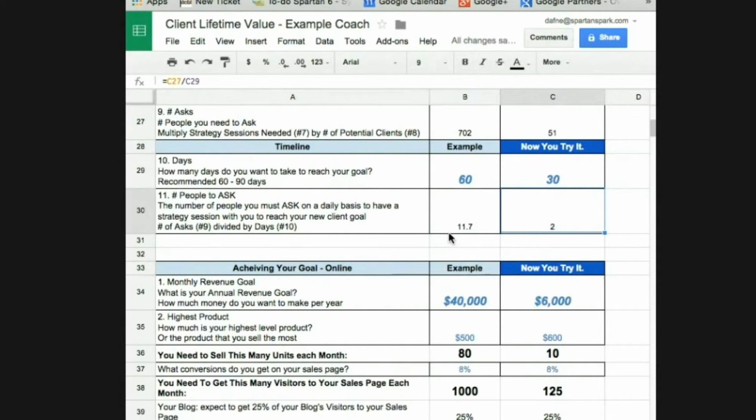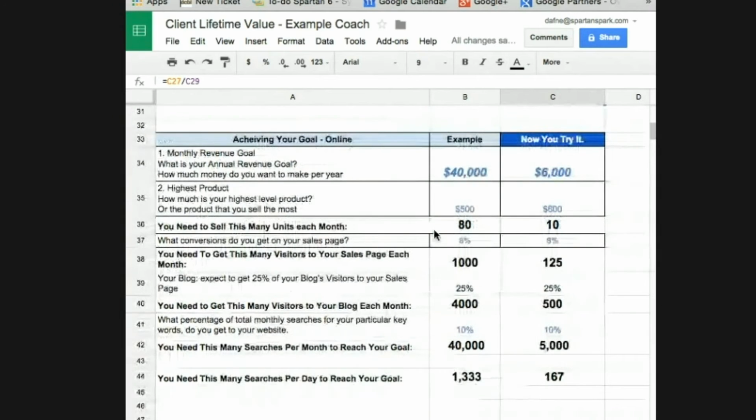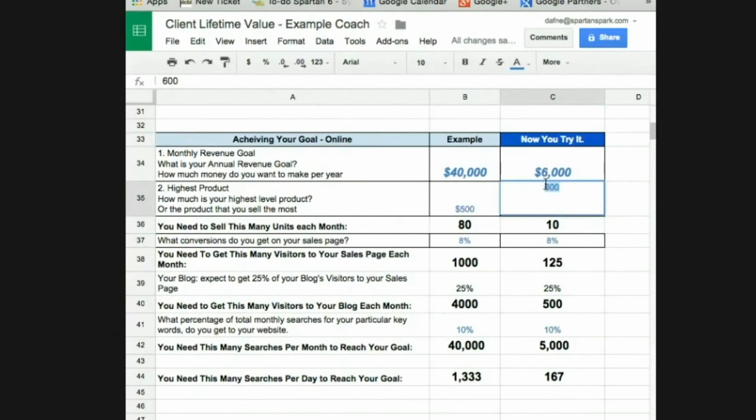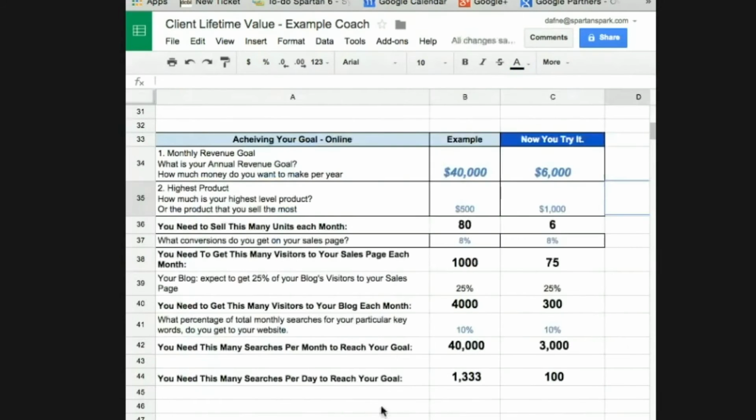So, achieving your goals online. When we're talking about the whole picture here, a lot of it is done online. So what you need to do is figure out how many people to attract to your website. If you're trying to have a goal of $6,000 a month, your highest product we said was 1,000, you need to sell 6 units or 6 sessions to get to that goal.